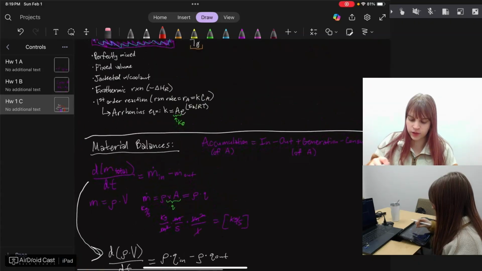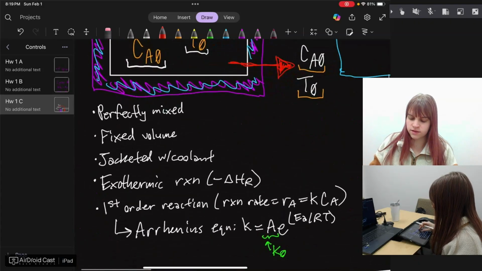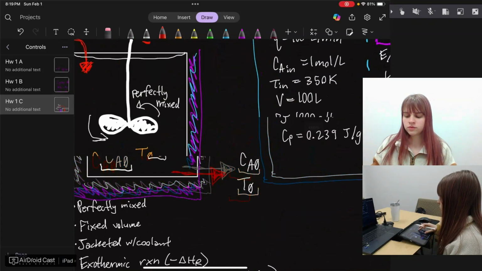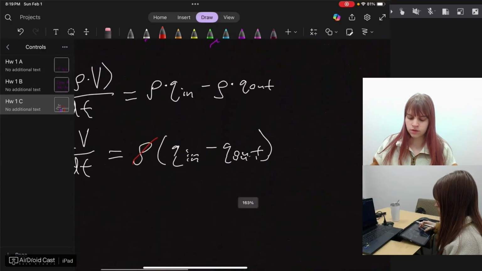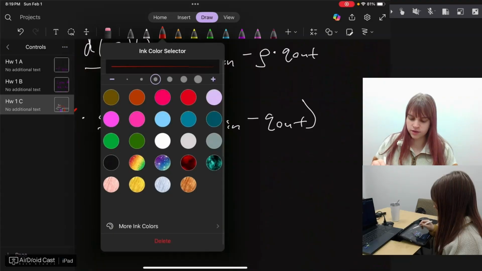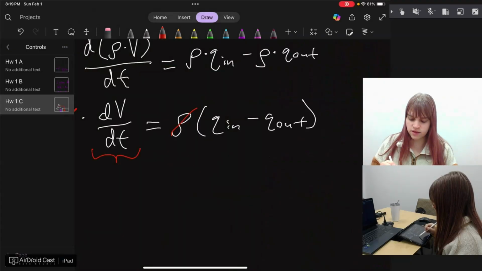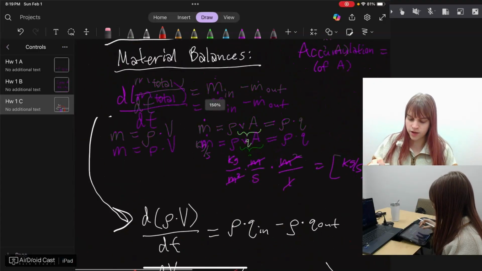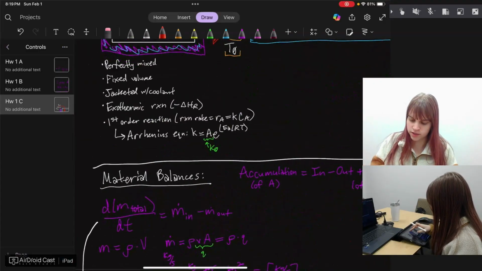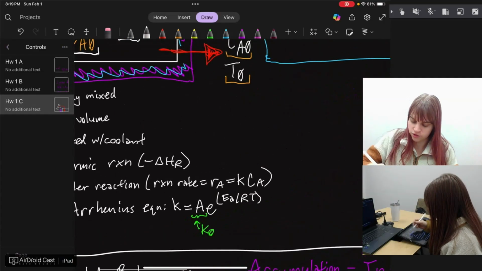As we said up here, we know that this tank is a fixed volume. We are given the volume as 100 liters. So here we can say this dV dt is actually equal to 0, which means Q in must equal Q out. So I'm actually going to go ahead and add that here just so we don't forget.